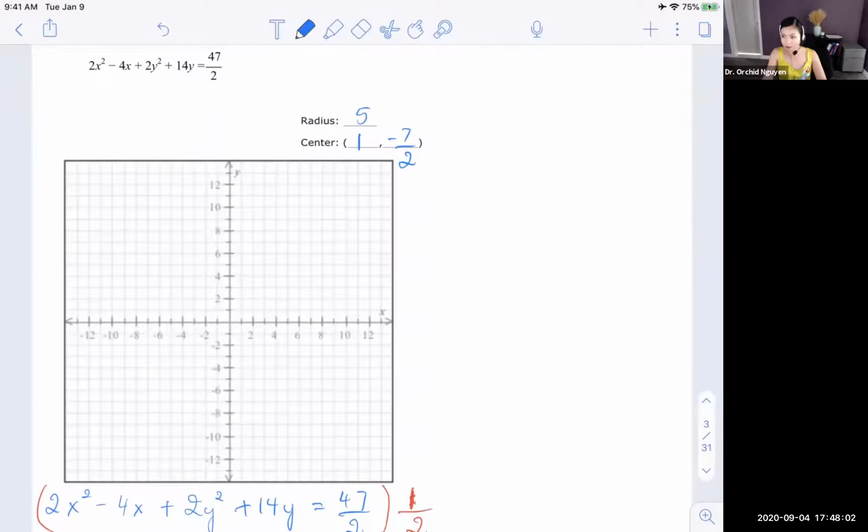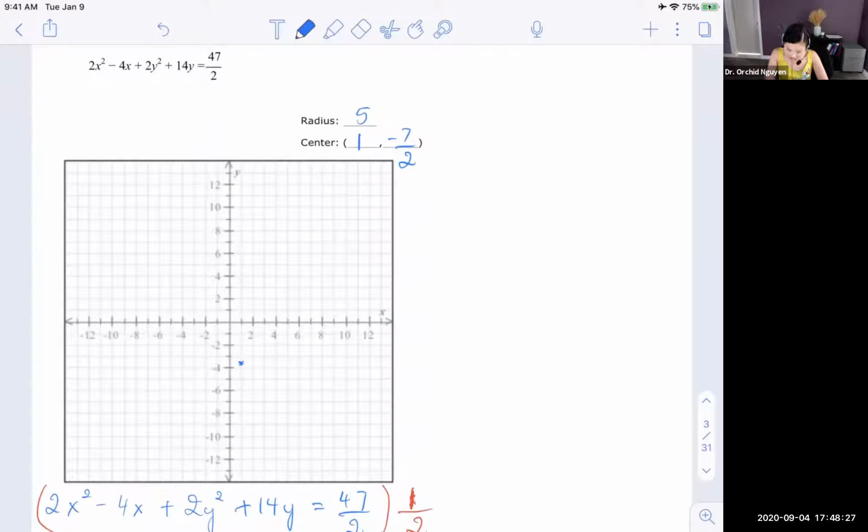And then from there, you just plot your point. I know it's going to be tough because we have the fraction. You can always change it to decimal, and that's just 3.5, right? So I'm going to go ahead and plot the center. So I have 1 and negative 3.5. So it's right here.